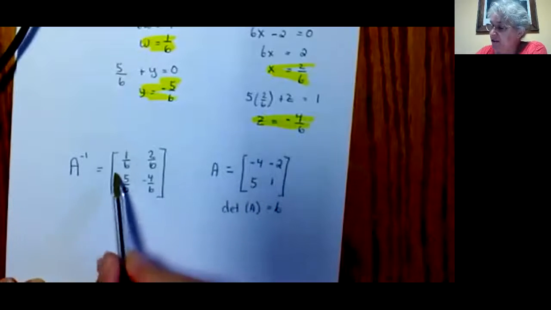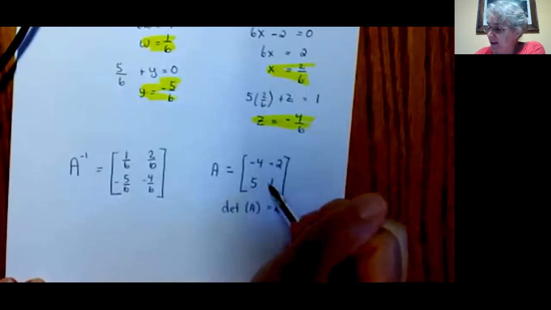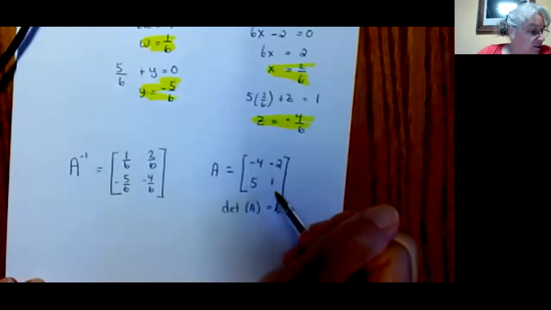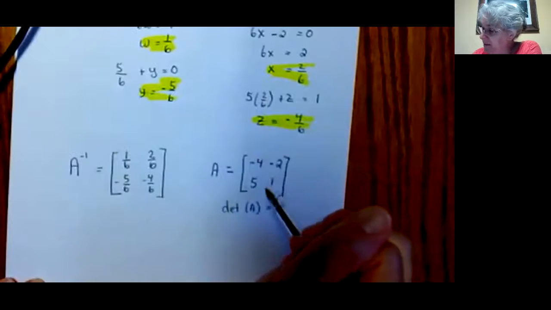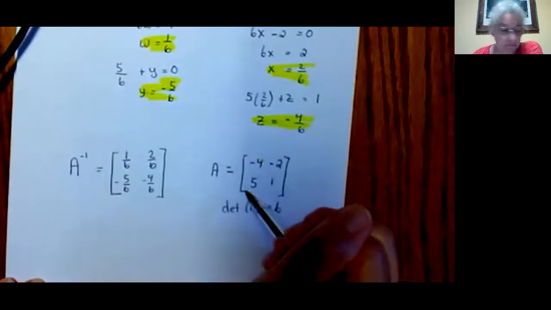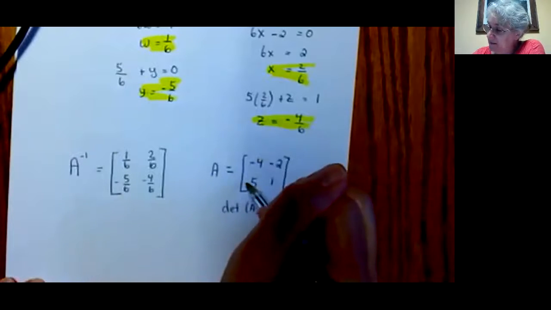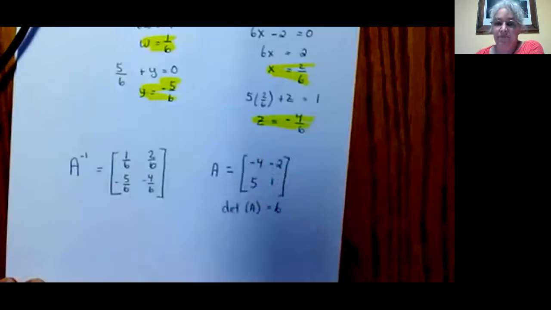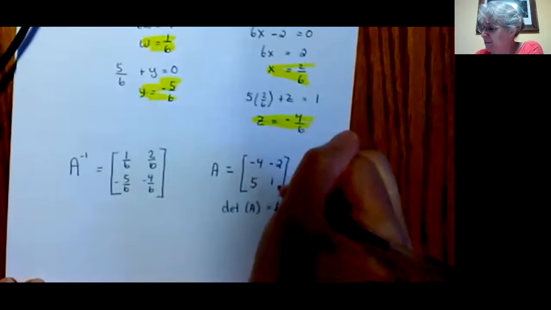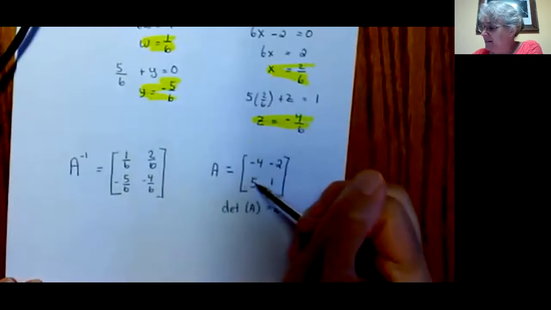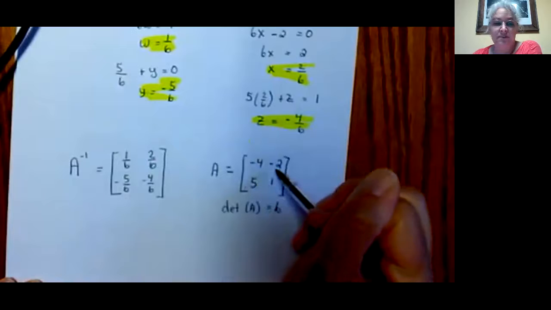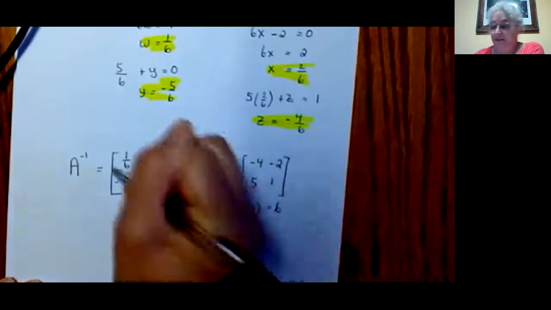Okay, so you divide everything by 6, but your A and your D swapped, and these guys also become the opposite sign. Okay, so A and D swapped, and 5 and minus 2 are going to change signs. Otherwise, you're multiplying it straight across.